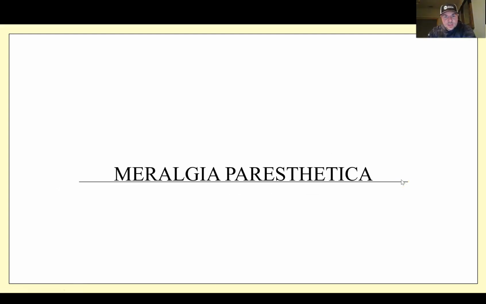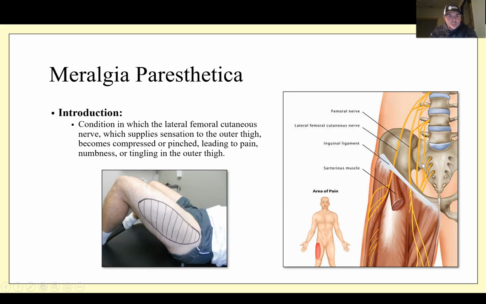And next, let's talk about meralgia paresthetica. So what is this? It's a condition in which the lateral femoral cutaneous nerve, which you'll sometimes see written as LFCN, supplies sensation to the outer thigh, and becomes compressed or pinched, leading to pain, numbness, or tingling in the outer thigh.